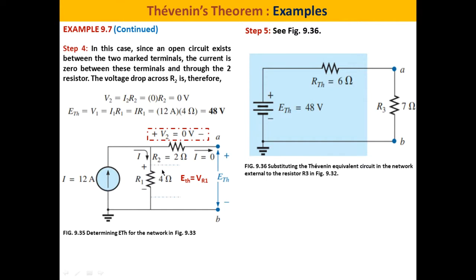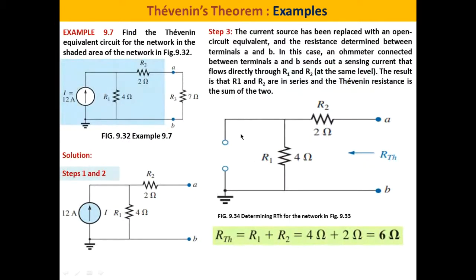Okay, so what is the voltage VR1 here? VR1 is equal to I1 R1, which is equal to E Thevenin, which is 12 times 4, 48 volts. So here we have found E Thevenin is equal to 48 volts. What about R Thevenin? 6 ohms.